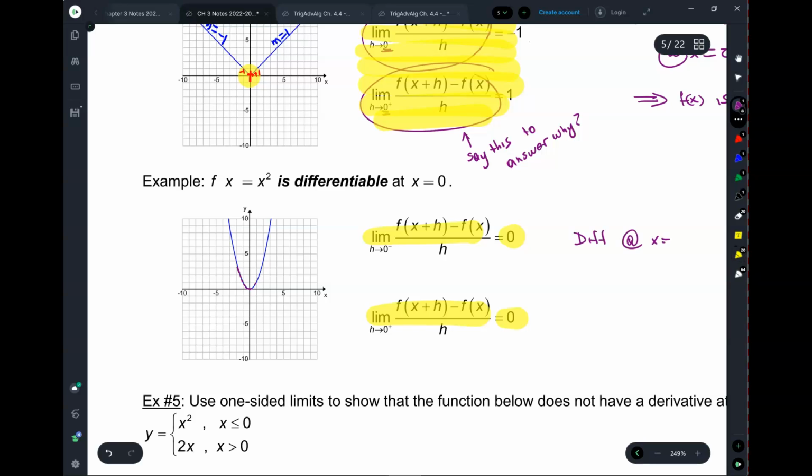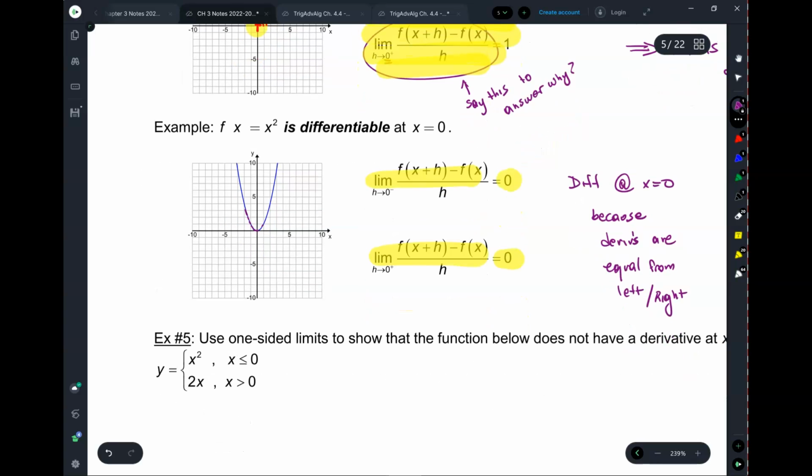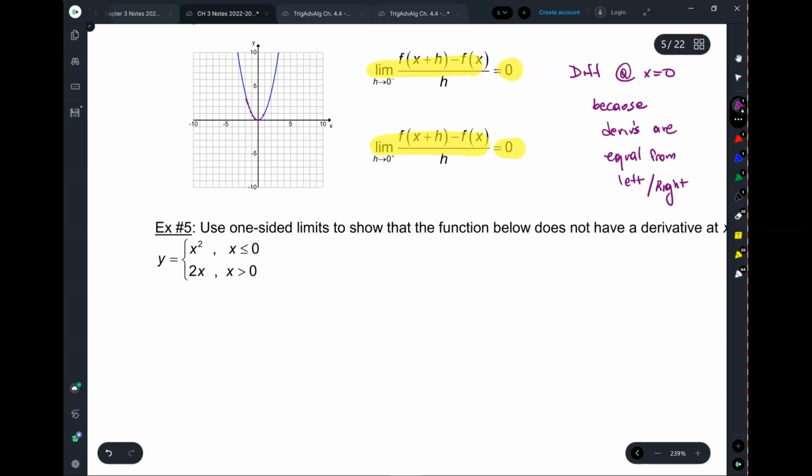Is it always going to be x equals 0? No. Because derivatives are equal from left and right. If they're equal, they're differentiable. At that point, if they're equal from the left and right, then they're differentiable. Because if you do all of this math of x squared, f of x plus h, you get the same number. Let's actually do this one.